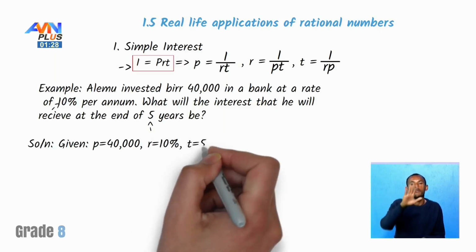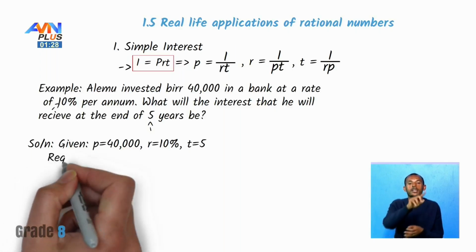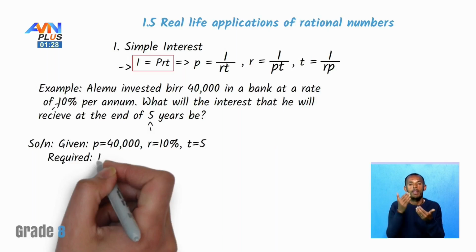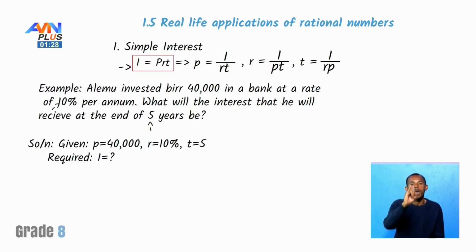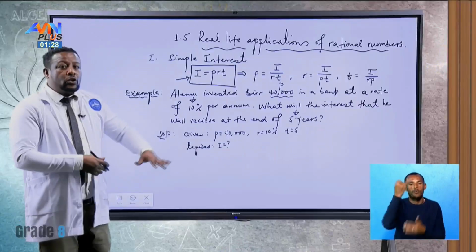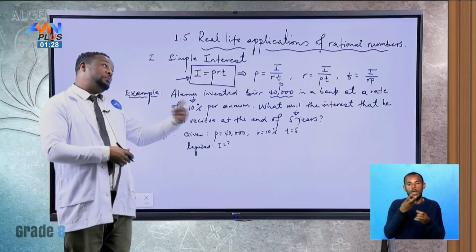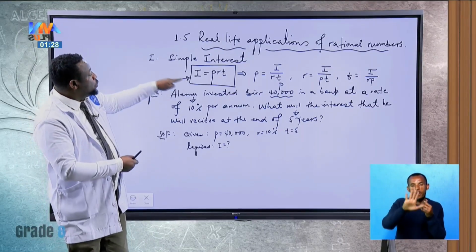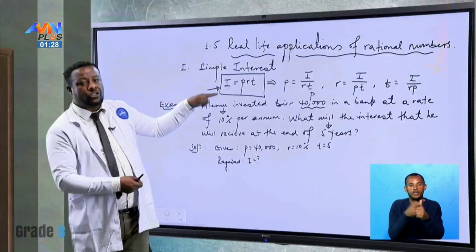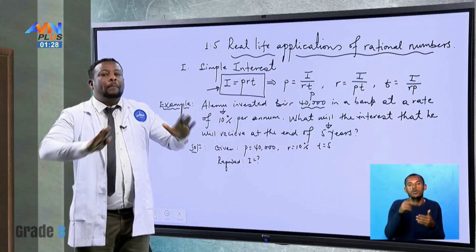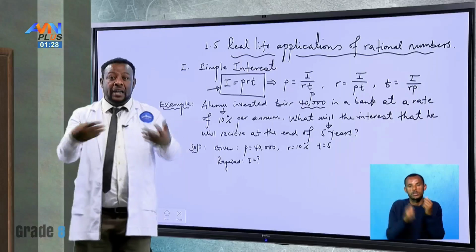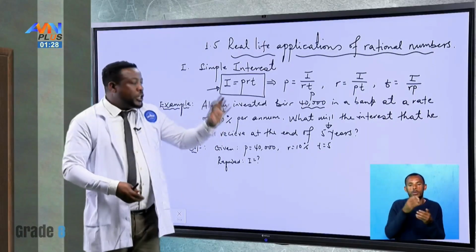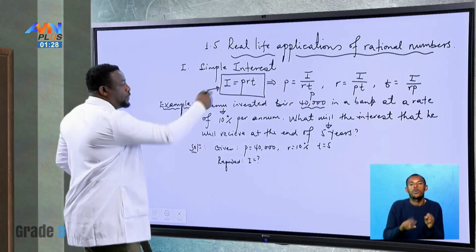So the required thing here is the simple interest. Required is I. We don't know the value of I. So to calculate the interest that this person is going to receive by the end of 5 years, you need to apply the first equation, right? It's a must to know this formula. Otherwise, you cannot properly put your answer. So we follow this formula.